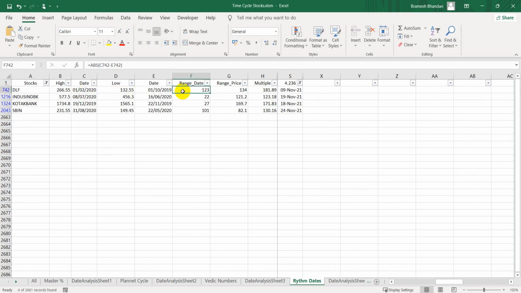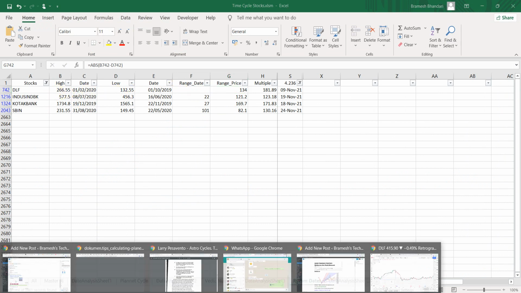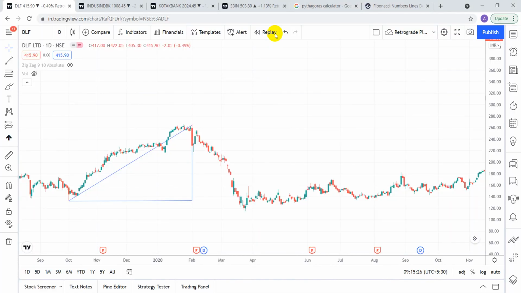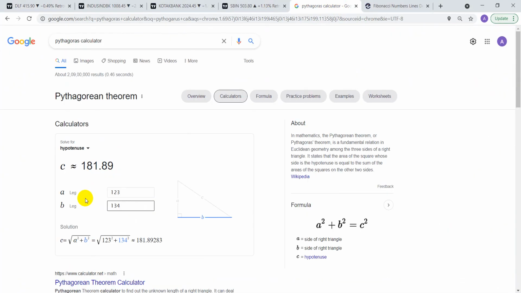First we calculate the range. The range is the difference between these two dates, which is around 123 days. Then we calculate the range in price, which is the difference between the two. We put these two values in this calculator. If you don't want to do it in Excel, you just put these values, 123 and 134, and you get a value of 181.89. This is the multiplier.